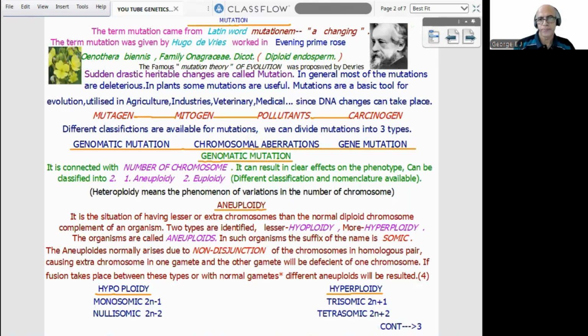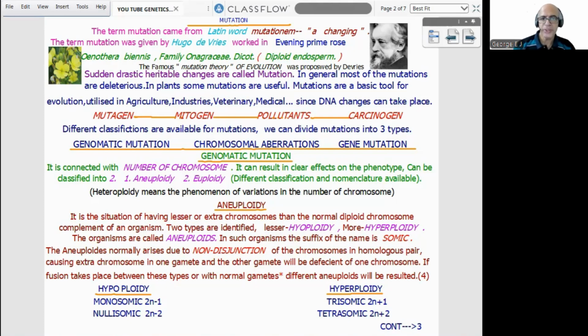A big one. The next item is called mutation. So we can start from the base. The word mutation came from a Latin word, mutationum, meaning a changing. The term mutation was given by Hugo de Vries, photograph given here, who worked on evening primrose, given here. Evening primrose is scientifically called Oenothera lamarckiana, family Onagraceae, a dicot, and you'll remember it in sexual reproduction in flowering plants. It has diploid endosperm, an abnormal behavior. In normal angiosperms, endosperm is triploid; here it is diploid. I discussed why it is diploid in sexual reproduction in flowering plants.